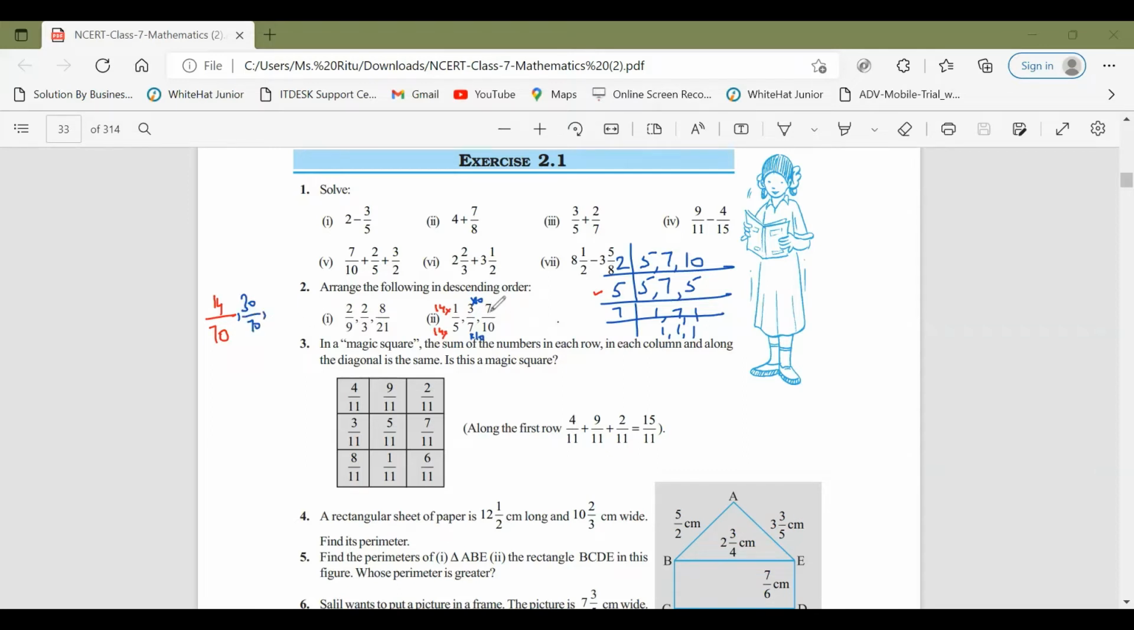Then the next fraction, 7 upon 10. So 10 is given, 7 is remaining, so we'll multiply it with 7. And this would give us 49 upon 70. So now you can easily tell this is the topmost, then this one, and then this one. The last fraction was 7 by 10. This is the bigger one. Then the middle fraction, 3 upon 7, and then the first fraction, that is 1 upon 5. So this is the answer of the second question.